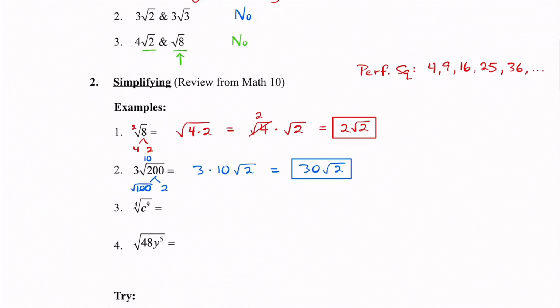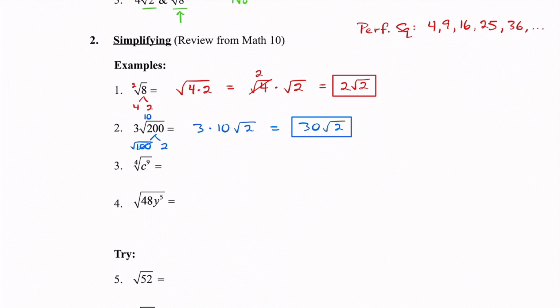Looking at number 3 there, this one now has a variable. Now this one's a little bit different. So what you want to do is break down that c to the power of 9 into something where the power is going to be a 4. I could break it down into c to the power of 4 times c to the power of 4 times c to the power of 1. Our exponent rules, you just go 4 plus 1. That gives me 9. So I haven't really changed anything.